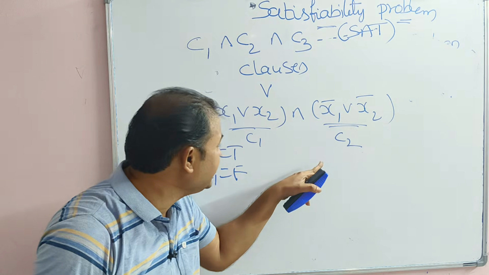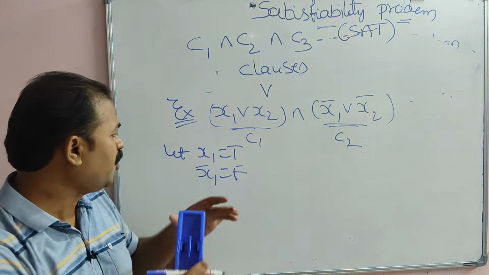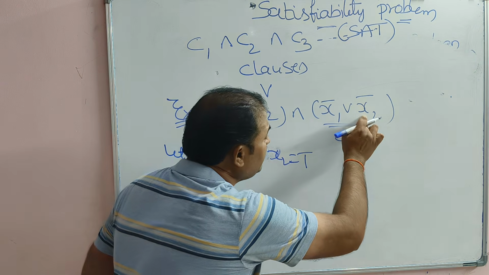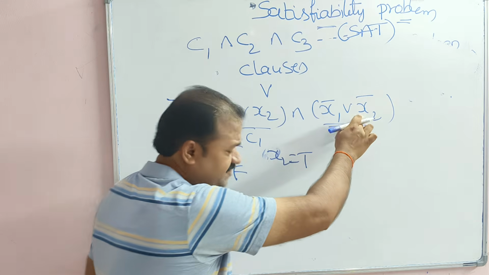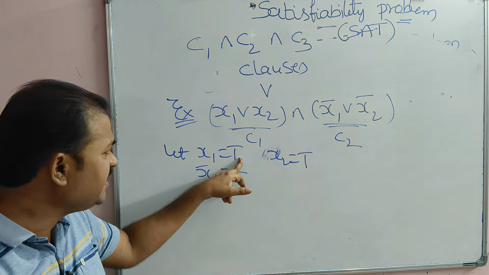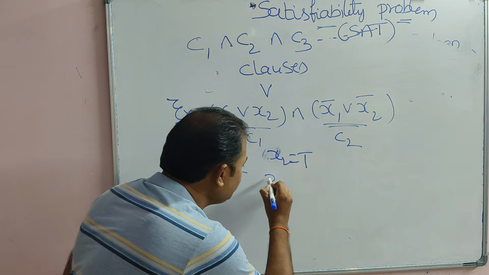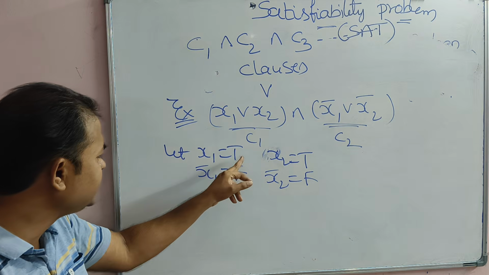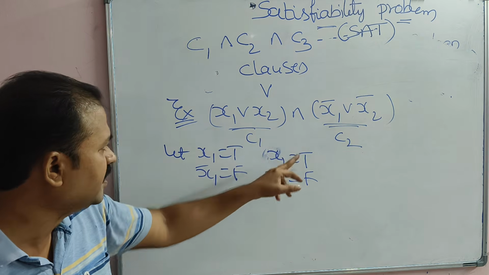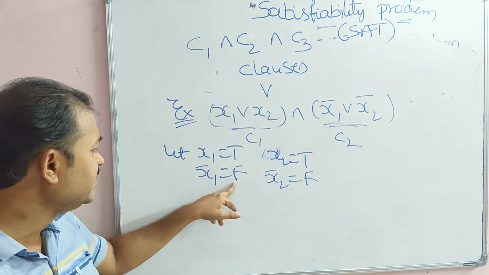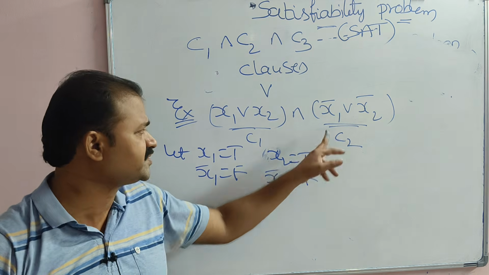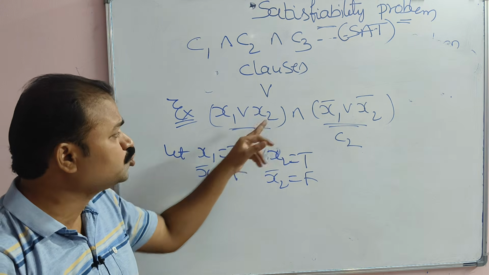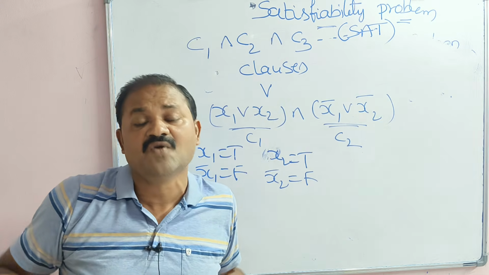Next we have to assign a value for x2. Suppose let x2 equal true. Then x2 bar will become false. Here x1 is true and x2 is also true, so x1 or x2 means true or true, which is true. x1 bar or x2 bar means false or false, which is false. Whereas the first clause result is true. True and false means the result will become false.